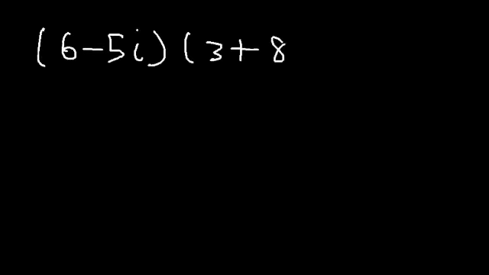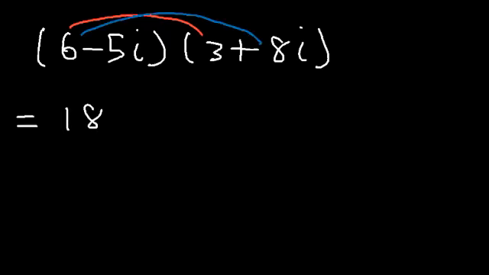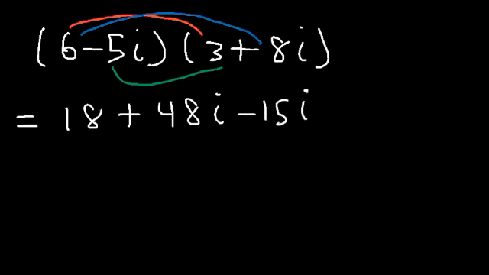Go ahead and work on this example. Multiply 6 minus 5i times 3 plus 8i. So go ahead and FOIL. 6 times 3 is 18, and 6 times 8i is 48i. Negative 5i times 3 is negative 15i. And finally, negative 5i times 8i is negative 40i squared.